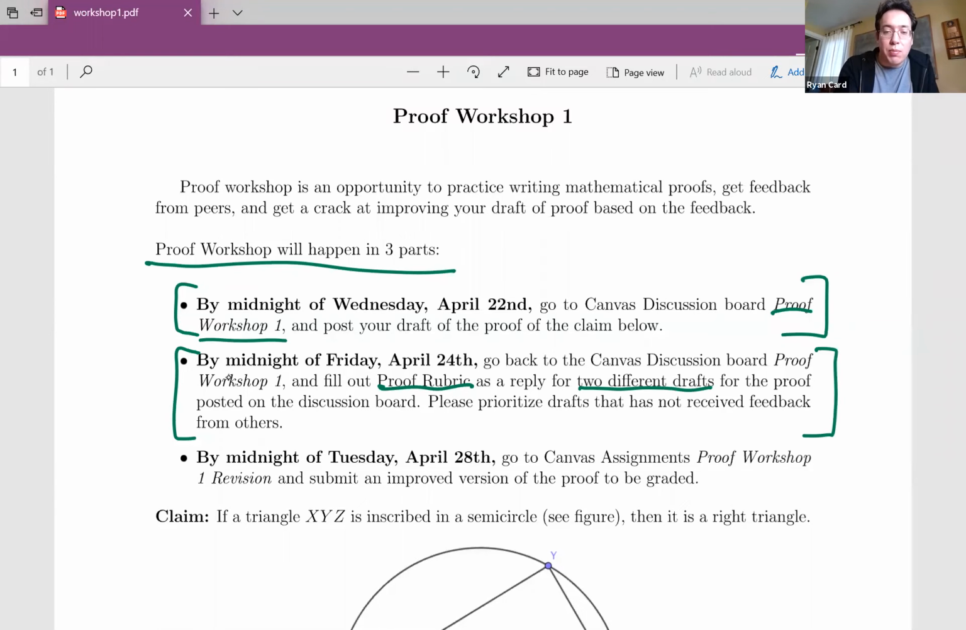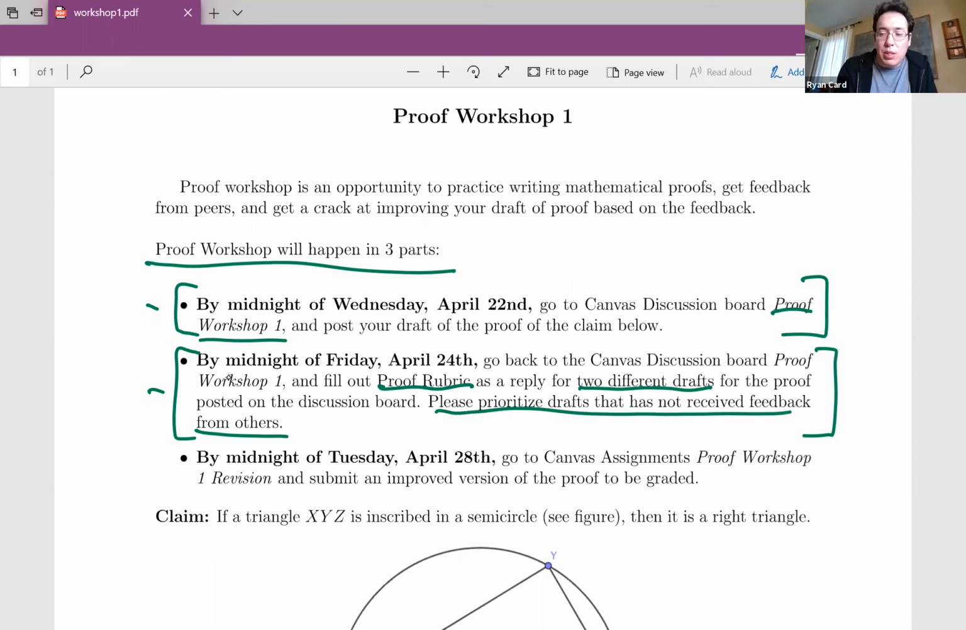And hopefully, if people are prioritizing responding to proofs that people haven't given replies to, then at least everybody will be covered at least once, and hopefully twice for everyone. So this will happen by Friday night. And both of these things are low stakes assignments. By that I mean, I'll give you credit not based on how good your original draft of proof was or how good your criticism was. I will be giving credit for giving an honest attempt at it.